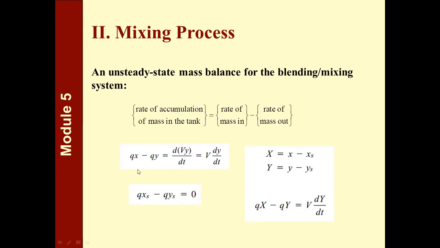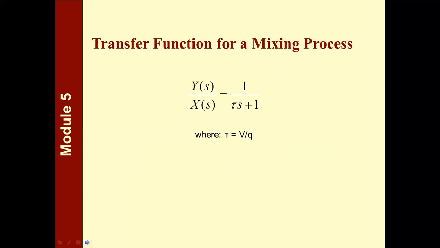When you subtract these two equations, the second one from the first, it will introduce again a new set of deviation variables. So we will represent our x minus xs in small letters as capital X, and our y minus ys as capital Y. In that case, we will have something like this. The rest is, you need to perform Laplace transformation on this DE, giving you a transfer function for a mixing process, which is the same as that of the thermometer.